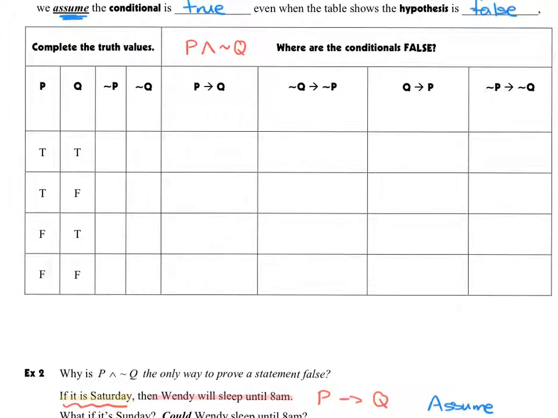So let's fill in our not P. That means we're going to flip all of the P column right here. We did this last time. This will become then a false, a false, a true, and a true. Then we're going to fill in the not Q by flipping all of those. So that will become my false, and a true, and a false, and a true.